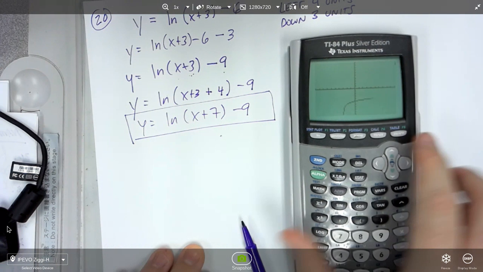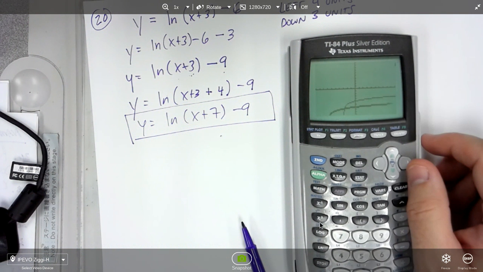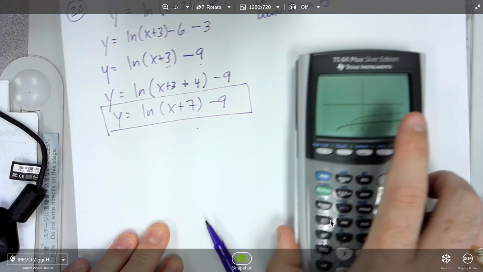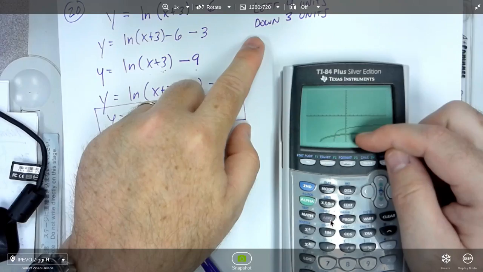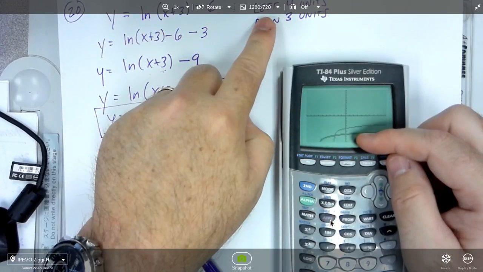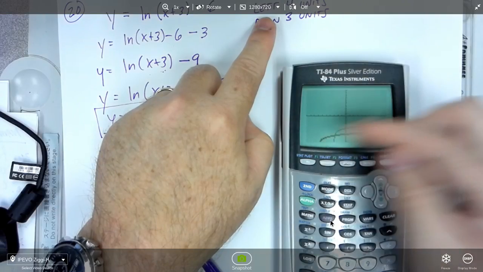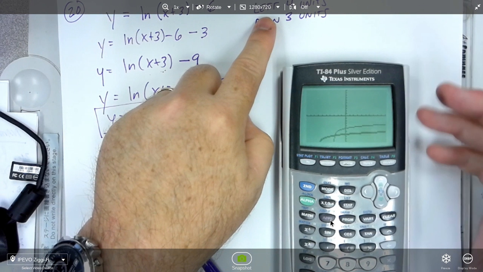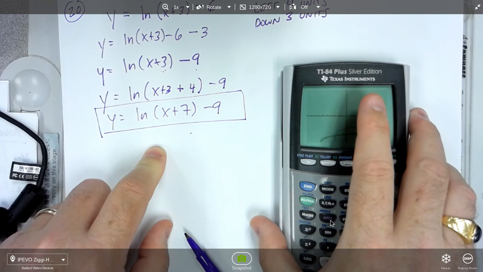All right. So I have my regular function here, and then I have my bold function. Now, was I supposed to go down 3 units? Does it look like it shifted down? Yeah. Did it shift 4 units to the left? Yeah, it definitely went left, right? So I can tell graphically that, yeah, this is pretty correct. Okay. All right.